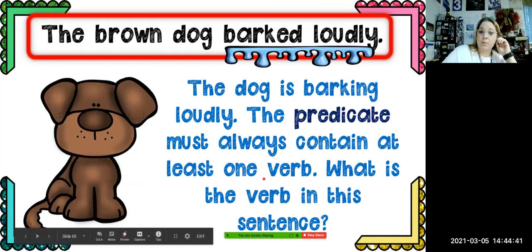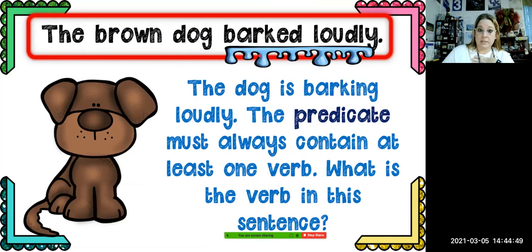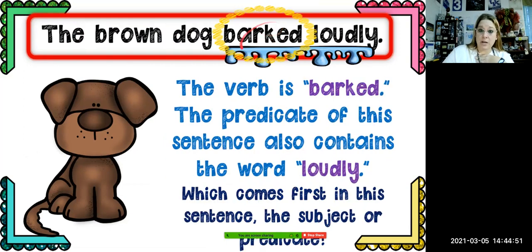What is the verb in this sentence? What is the actual action that the dog is doing? Barked. The verb is barked. The predicate of the sentence also contains the word loudly, which is an adverb. It describes how the dog barked.